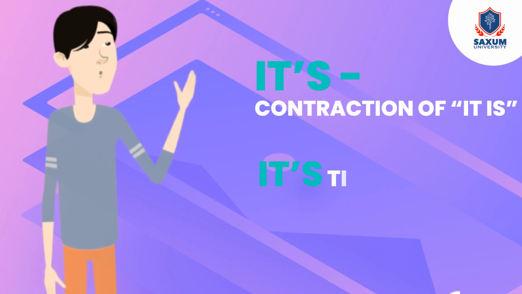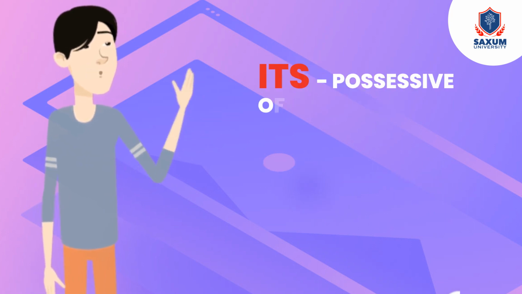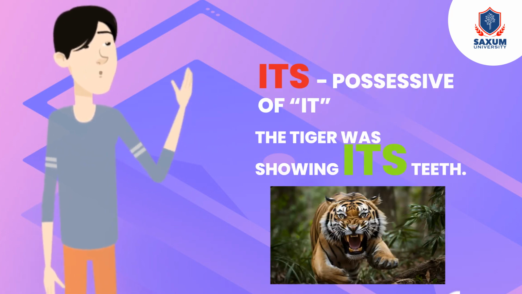It's. Contraction of it is. It's time to go to school. Its. Possessive of it. The tiger was showing its teeth.